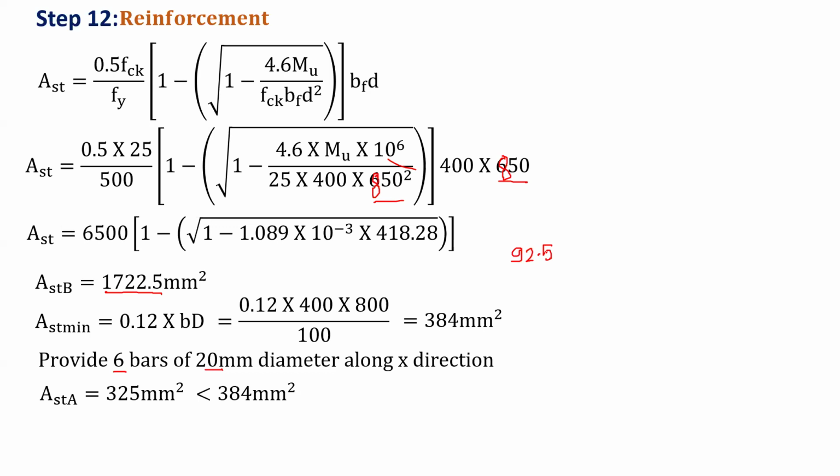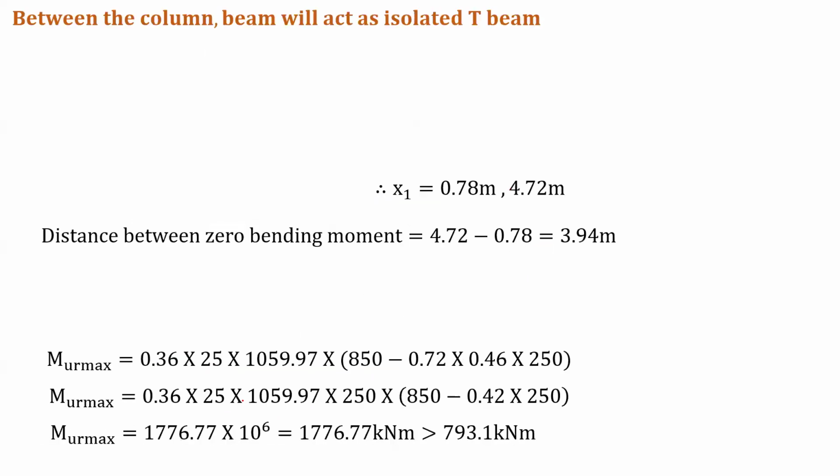So that value we can calculate: 409.1 into 0.67 square by 2. So that becomes 409.1 into 0.67 square by 2, so 91.8 to check it. And then we have to go for that moment is 325 less than 384. And we have to provide 4 bars of 12 mm diameter.